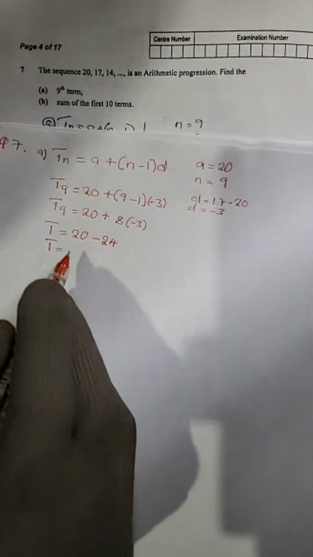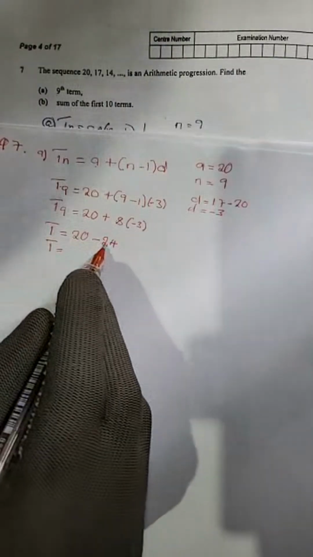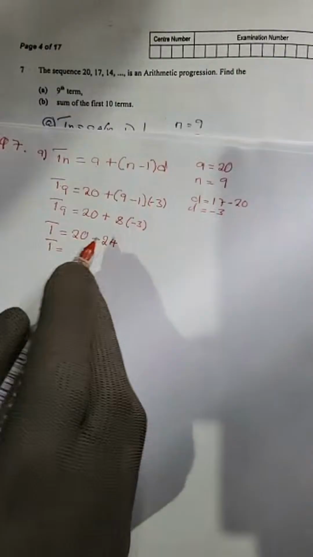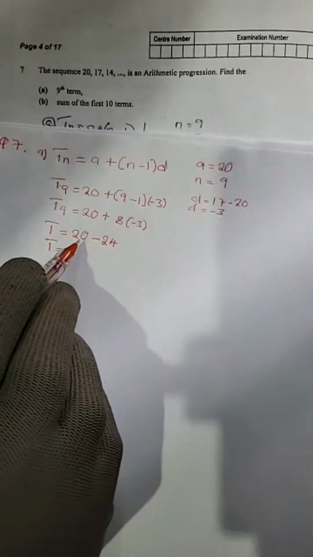We have two numbers with different signs. So what we're going to do here is subtract and get the sign from the bigger number. When numbers have different signs, start with the bigger number when subtracting. So 24 minus 20 is 4, and the sign from the bigger number, which is 24, is negative. So the answer is -4.